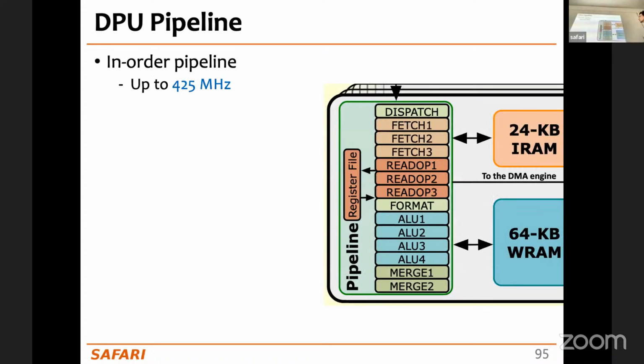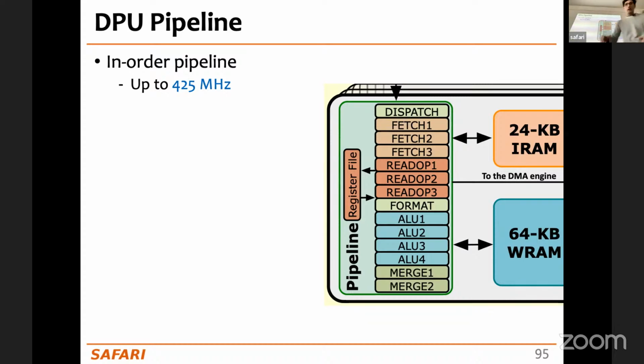The DPU, or the DRAM processing unit, is an in-order pipeline. The current generation runs at a frequency of 425 megahertz. So as you can see, it's pretty slow compared to a CPU or a GPU these days. But the advantage of this system is that it has many, many of these DPUs, right? It has more than 2,500 of these DPUs.